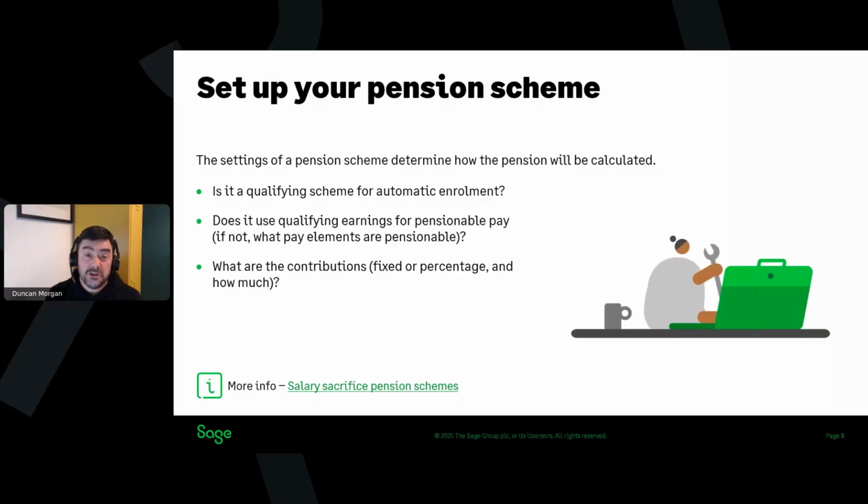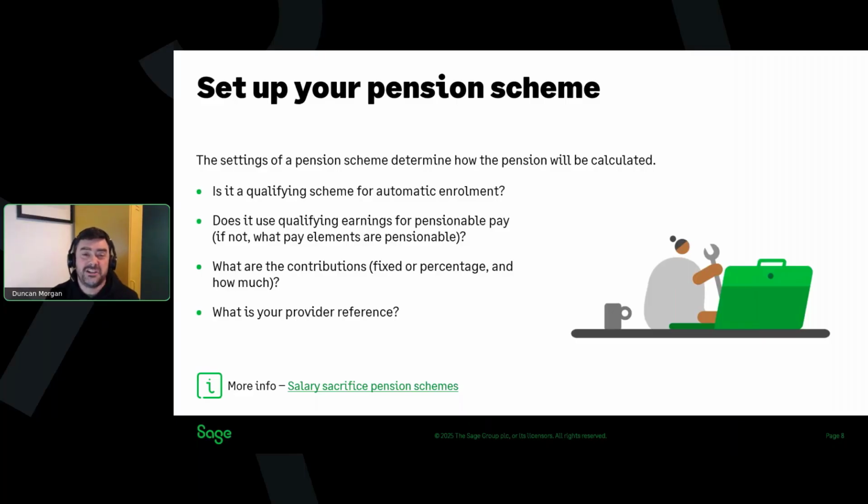You need to know what the contributions are. So are they fixed or percentages? In most cases, they will be percentages. And what are the percentage rates that apply to both the salary sacrifice and the employer's contribution? And make a note of any references that you get from your employer. So it might be known as a provider reference, employer reference, employer account number, etc.